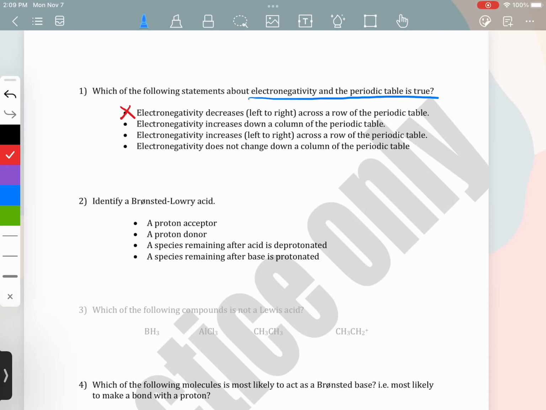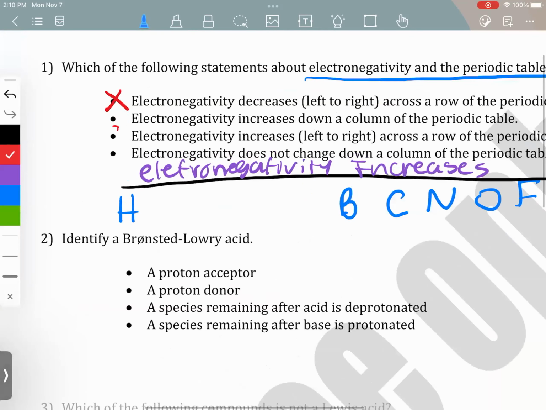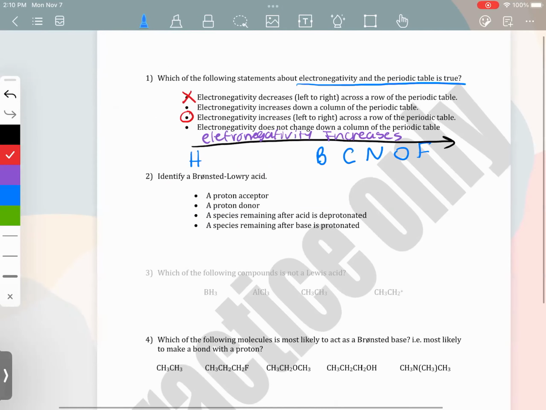Right, exactly. Let's do this: you have hydrogen, boron, carbon, nitrogen, oxygen. As you go left to right on the periodic table, electronegativity increases, not decreases. So the first statement is incorrect. Which of these answer choices matches what we just said? That's C, the third one. Third bullet point: electronegativity increases left to right, always.